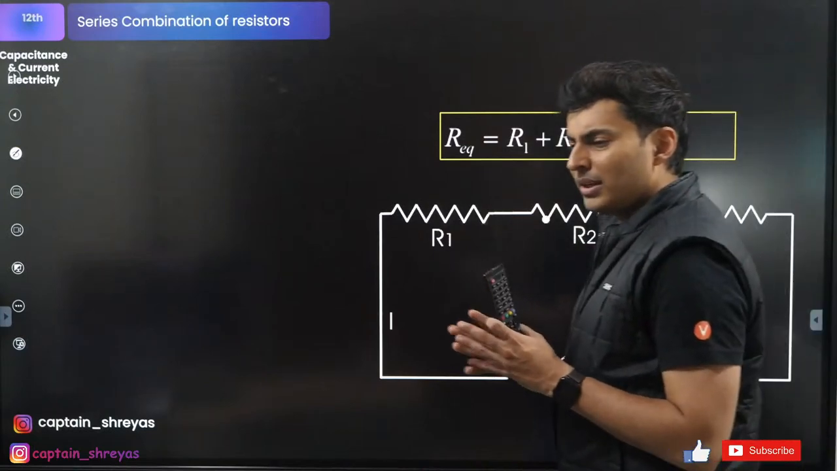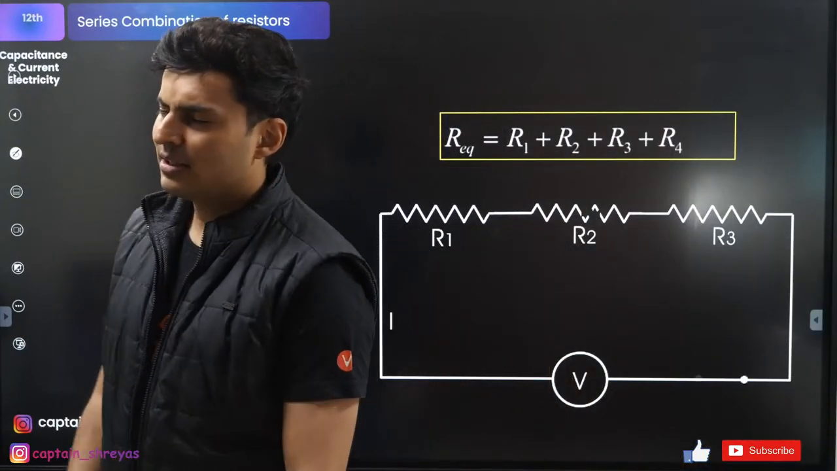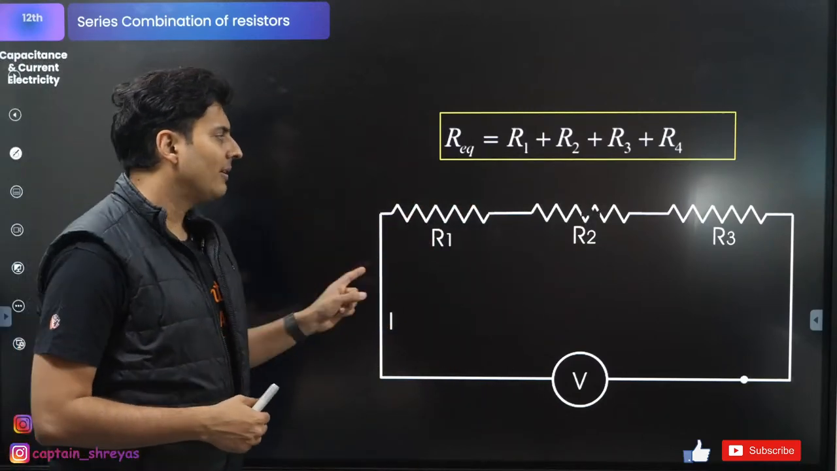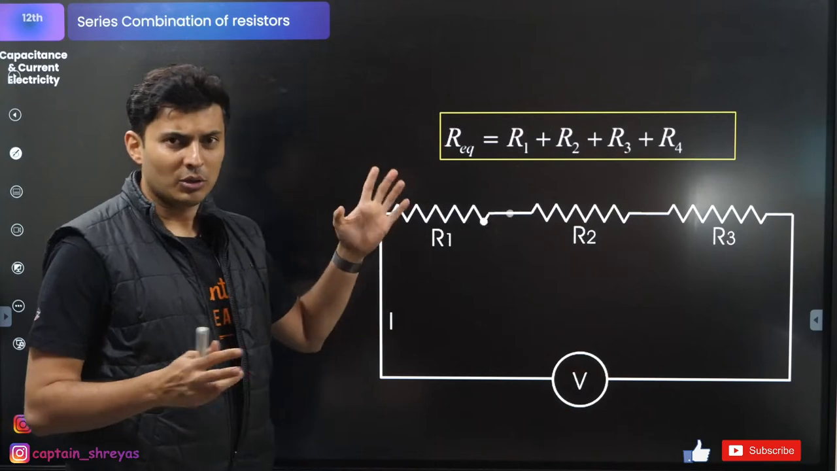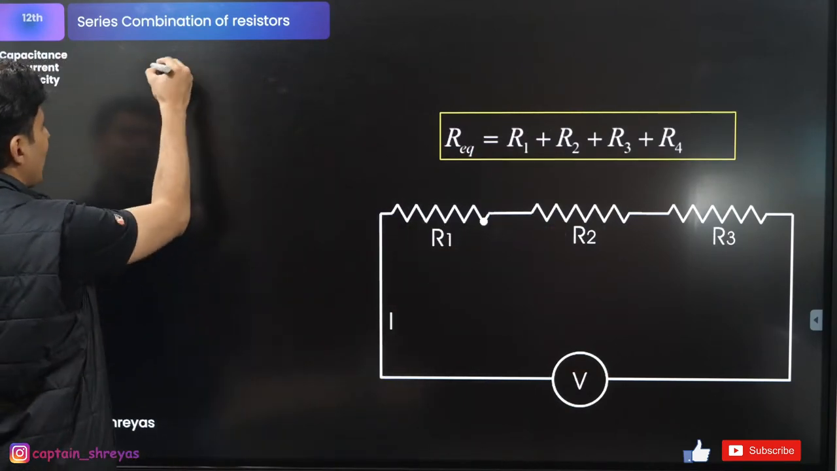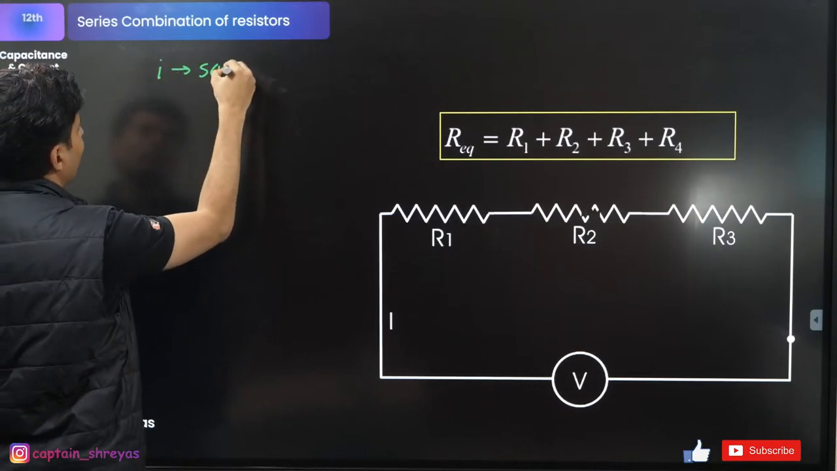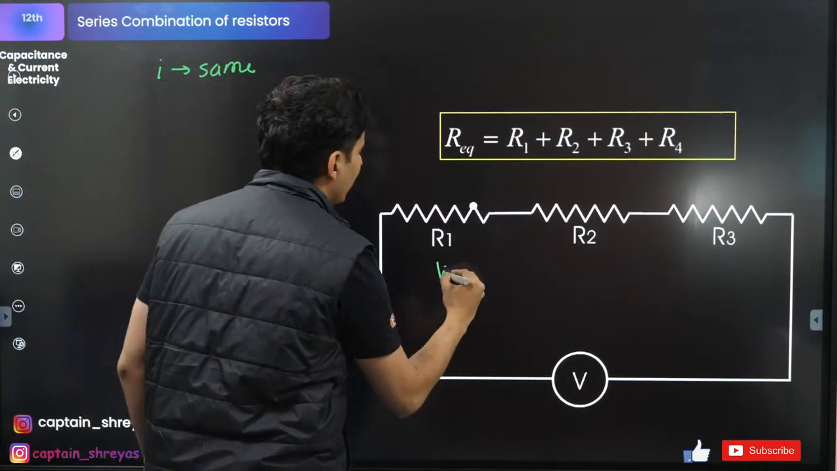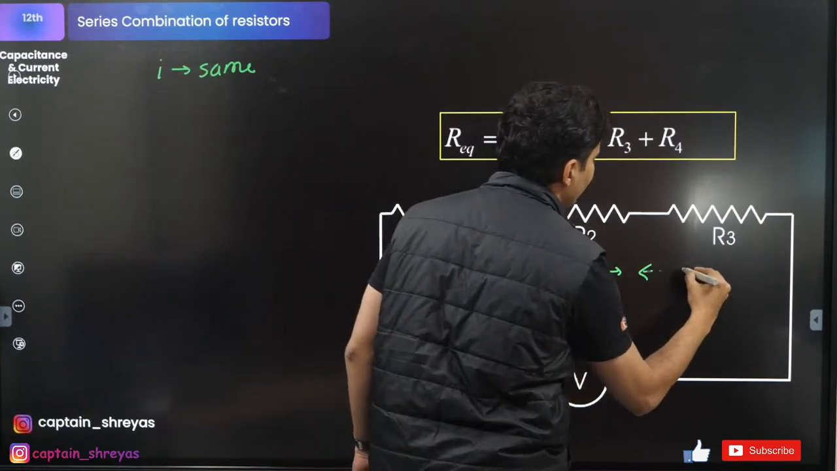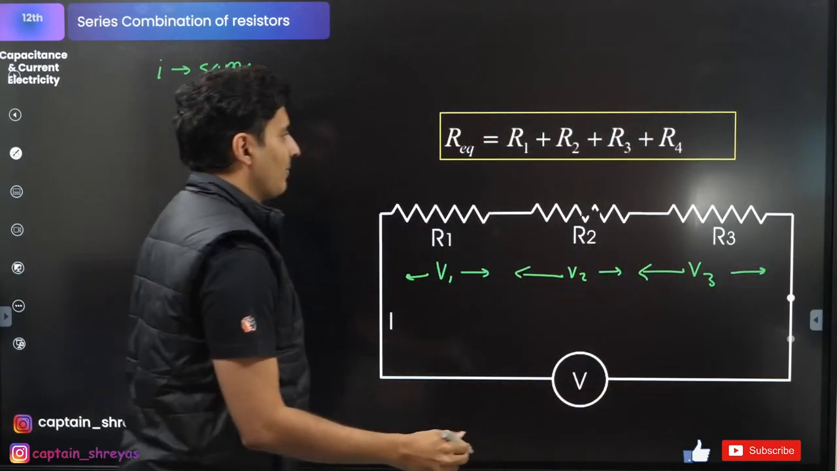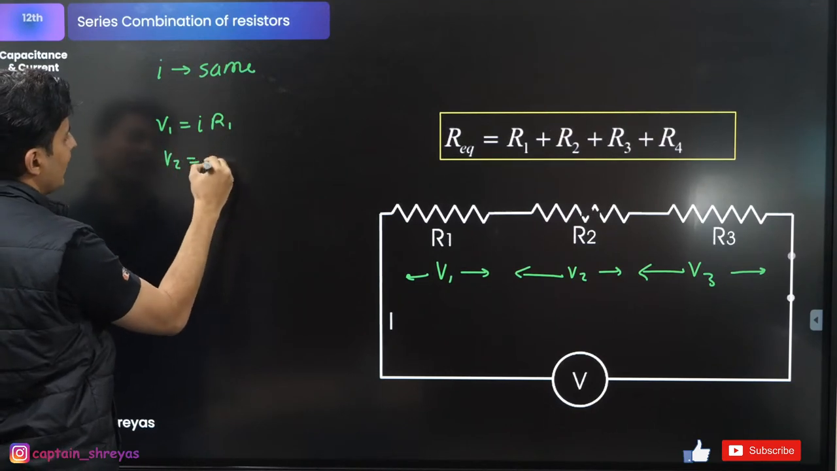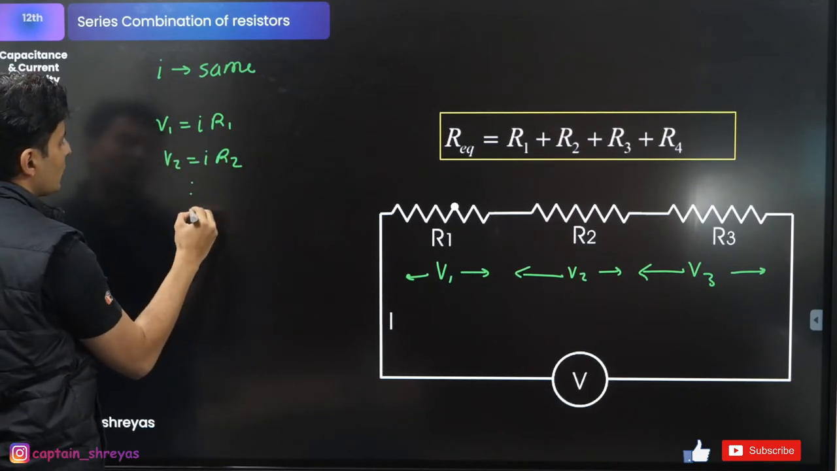Okay, now let's go to the different combinations of resistors. This is generally done in 10th standard, but just revising quickly. Whenever resistors are combined, there are two combinations. The first one is series. When resistors are in series, what is the same, guys? It's the current which is the same. The current is the same, but the voltage drops V1, V2, V3 are not going to be the same. In fact, V1 will be current into resistance 1, V2 will be current into resistance of the second one, and so on and so forth.